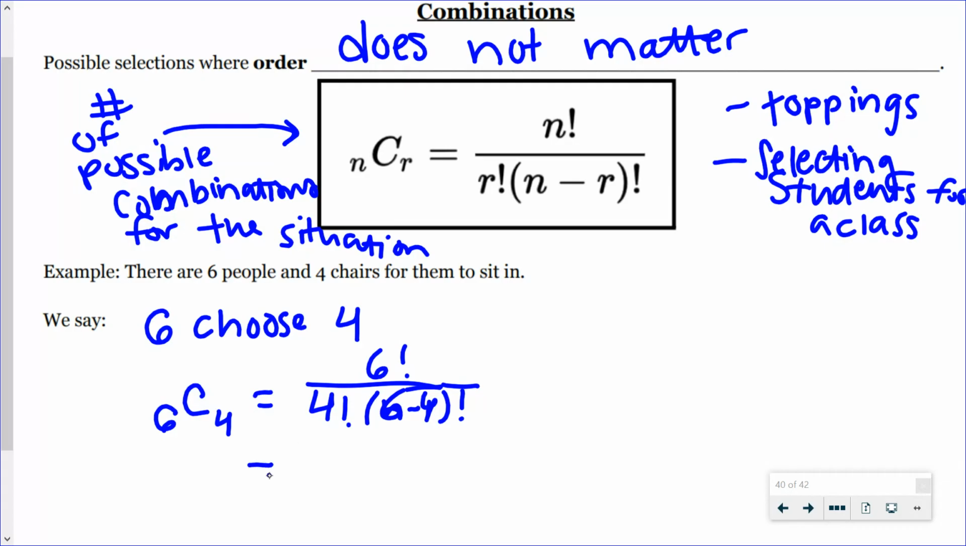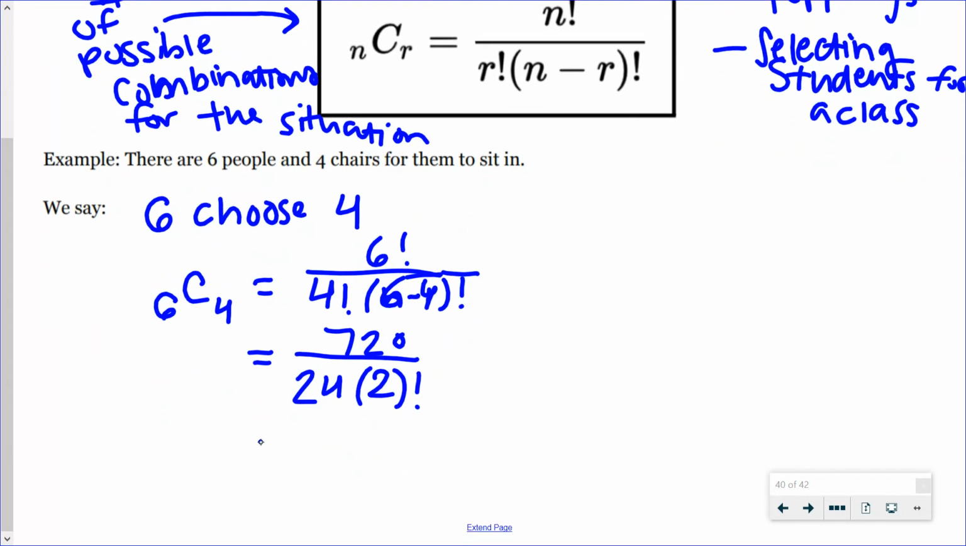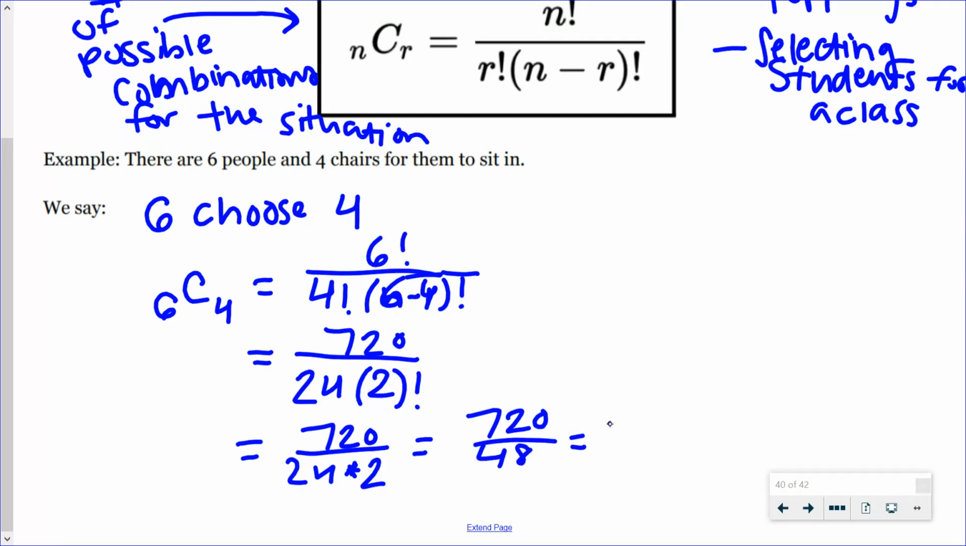In my calculator, I find that 6 factorial is 720, 4 factorial is 24, 6 minus 4 is 2. So I'm just simplifying those values by using my calculator. So I get 720 over 24 times 2 times 1, which is 2. So I have 720 over 48, which is equal to 15. So there are 15 possible arrangements.